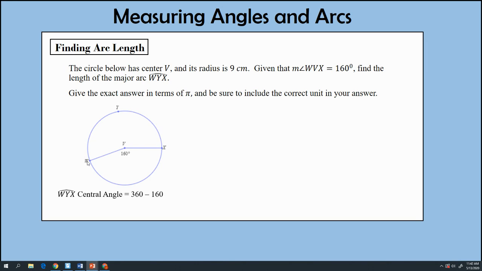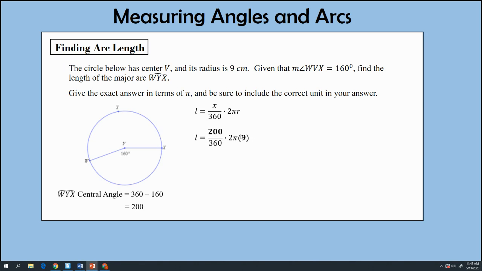Okay, so the central angle for this major arc WYX is going to be 360 minus 160, right? 160 is this part. I want the other part. Together, these two got to add up to 360. So that's going to give me 200. So the central angle I'm going to use for arc WYX is going to be 200. All right, that's going to be my x in my formula. So again, here's my formula. Length equals x over 360 times 2 pi r. x is the central angle, r is the radius. We have the radius given here. I just found out my central angle, so plug it in.